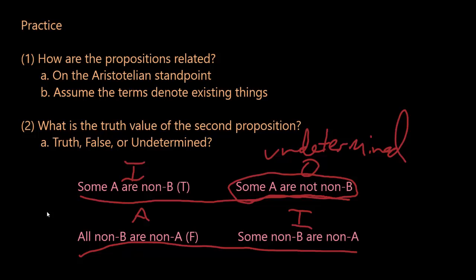But we're not told that this proposition is true. We're told that it's false. And because we're told that it's false, we don't know whether the I proposition is true or false. So again, it is undetermined.